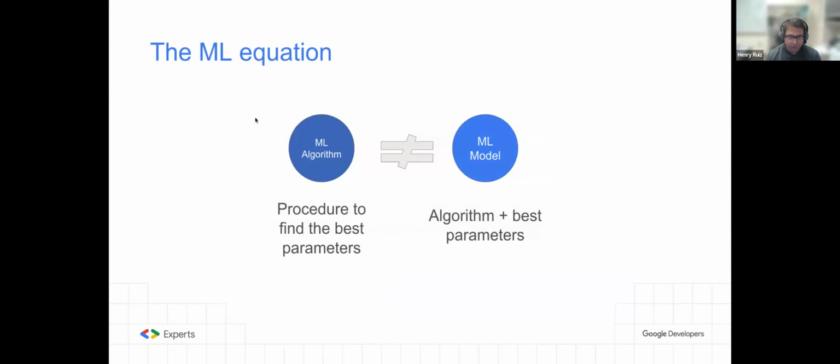So it's really important to understand the difference between the machine learning algorithm and the model. Sometimes we get confused about that. Again, the machine learning algorithm is the procedure to find the best parameters. When we talk about the model, it's the combination of the algorithm plus the result after the training process to find these best parameters.